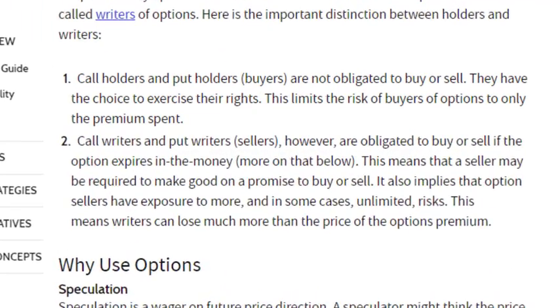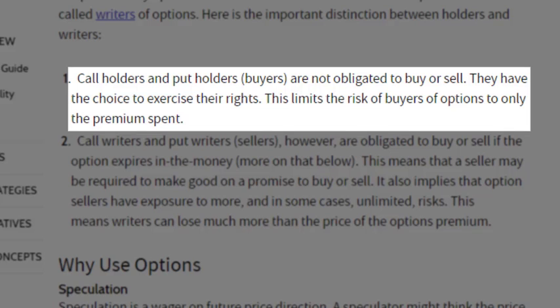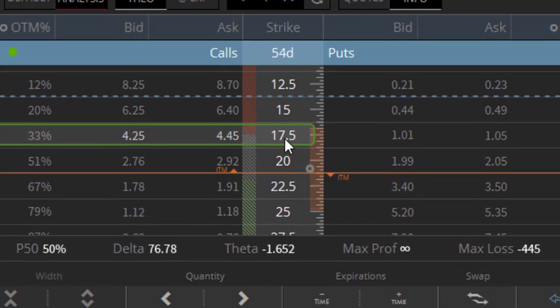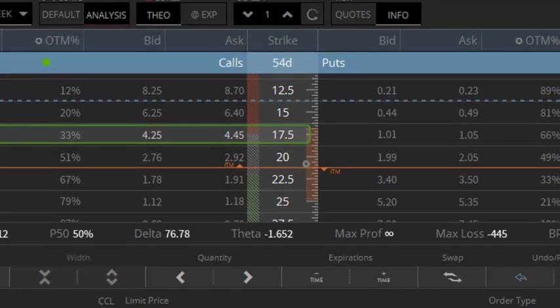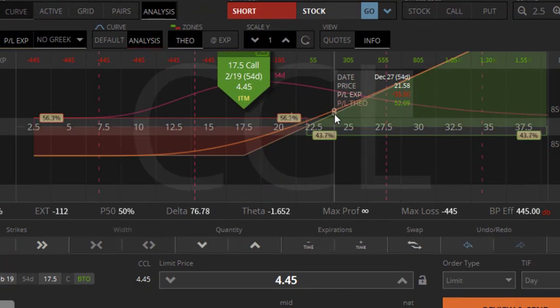And the call holder or put holder are not obligated to buy or sell anything. They have the choice to exercise their right, which limits their risk to the total amount of premium spent. So looking at an example here, if I wanted to buy the $17.50 call option, I would pay $4.45 per share or $445. And looking at the graph here, you can see how that profit and loss graph is laid out. So you can see here the $17.50 call, and I paid $4.45 for it.